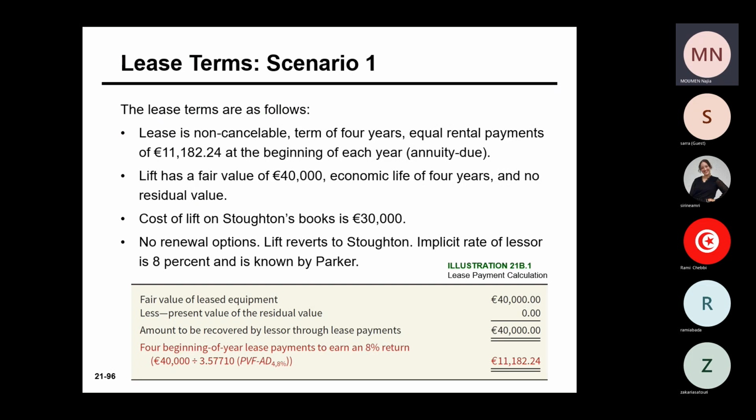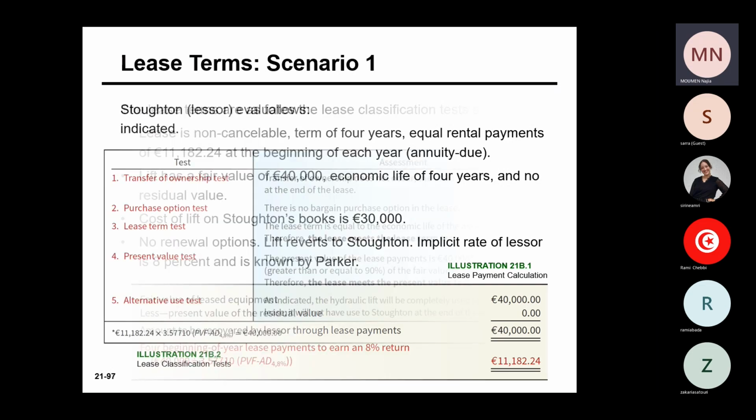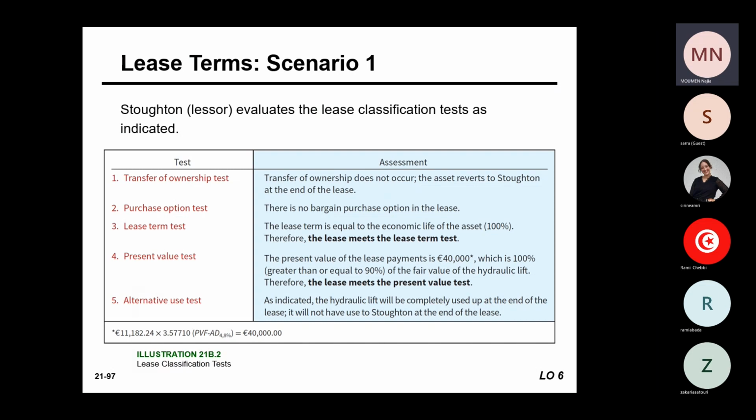So how do we measure the equal annual rental payment? Remember, we have to divide the fair value less the present value of the residual value over the present value factor of an annuity due for 4 years at 8%, which is 3.57. So we get our annual payment that should be made by the lessee.